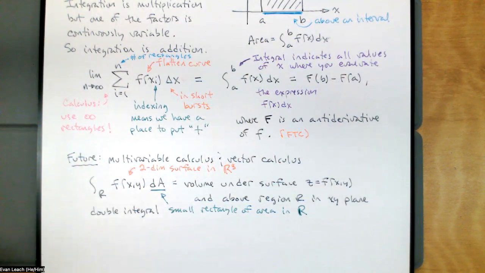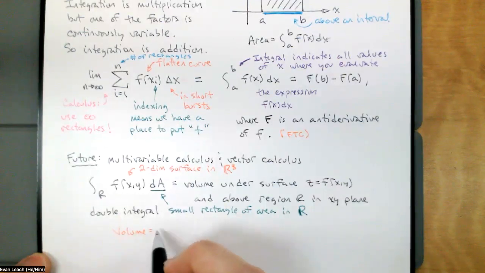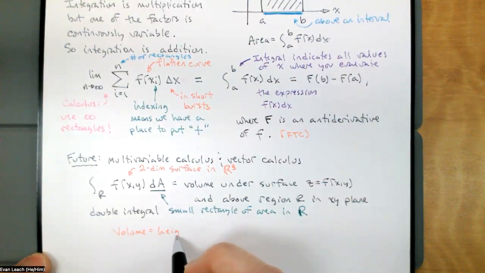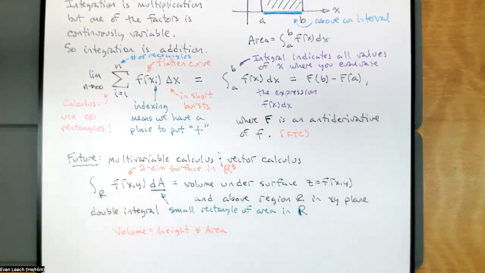So the calculation that we're making here is that volume is equal to the height times the area. That integral over R, that's just telling you what values of x and y to plug into the expression.